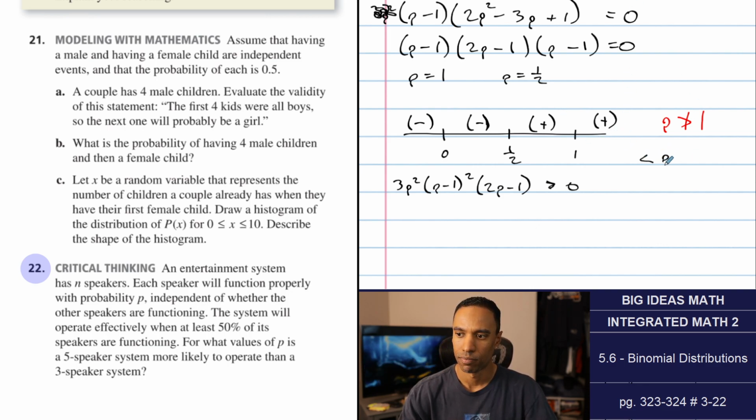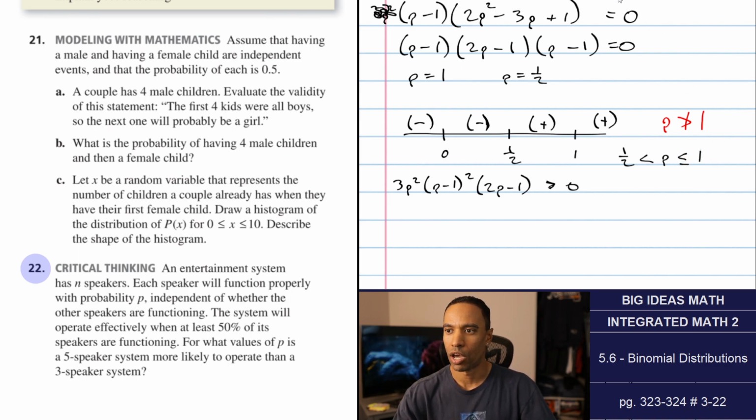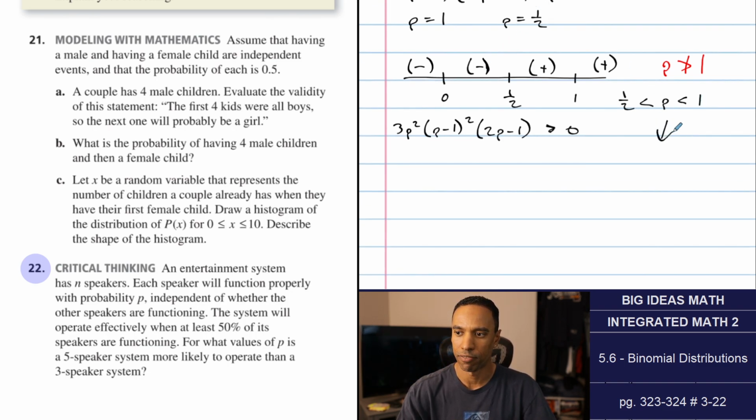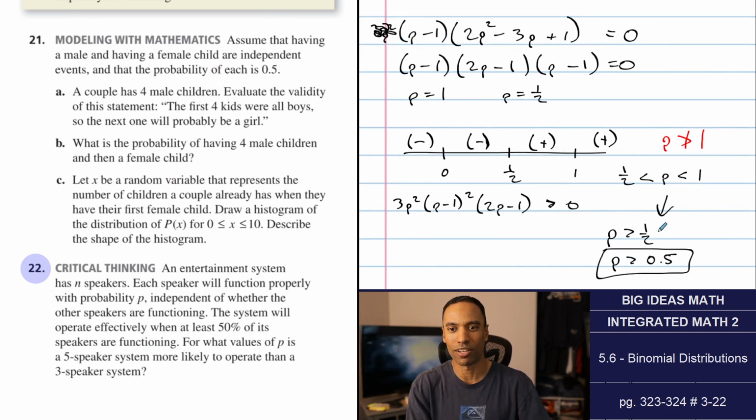So 1/2, and up to 1, well, no, it's not positive then. Just between 1/2 and 1, therefore P should be greater than 1/2, because 1 is the boundary. P greater than 1/2 or P greater than 0.5. Okay, you can solve it algebraically.